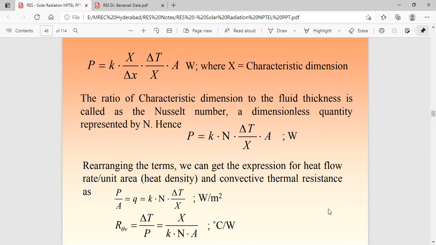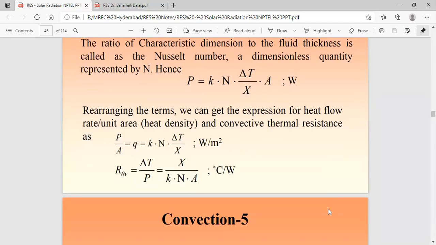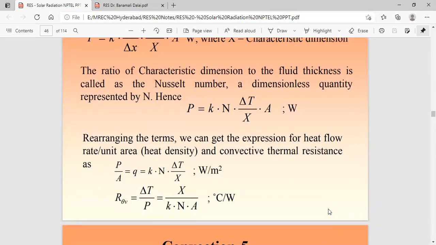Rearranging the terms, we can get the expression for heat flow rate per unit area and convective thermal resistance. So P by A is equal to Q, that is equal to K into N into del T divided by X in watts per meter squared. R theta V is equal to del T divided by P, equal to X divided by K N A in degree centigrade per watt.